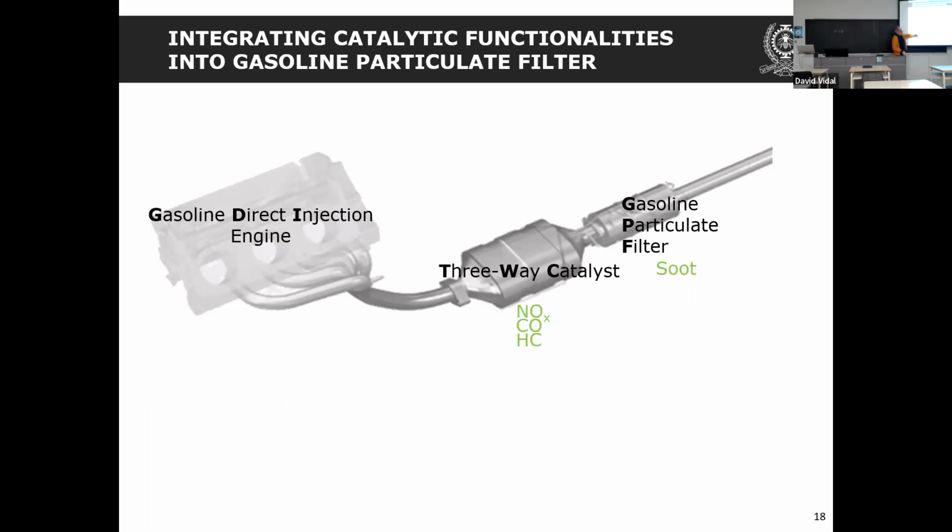After the engine, usually you have a catalytic converter. For gasoline, you have what we call a three-way catalyst, which is basically a mixture of three catalysts. It is meant for converting the noxious gases, such as NOx, CO, or unburned hydrocarbons. And then after that, you have the particulate filters, which are meant for collecting the soot particles.